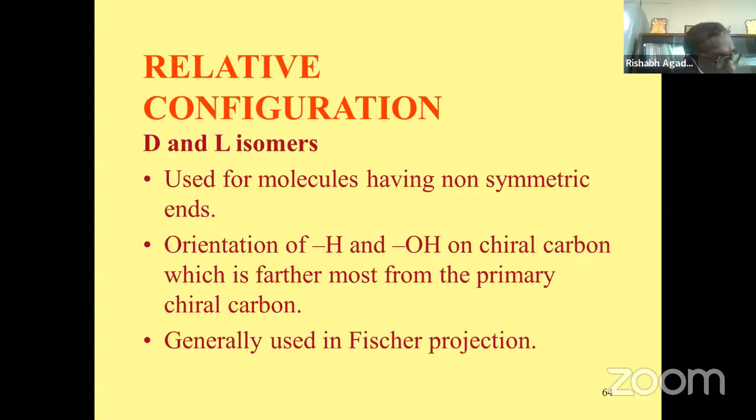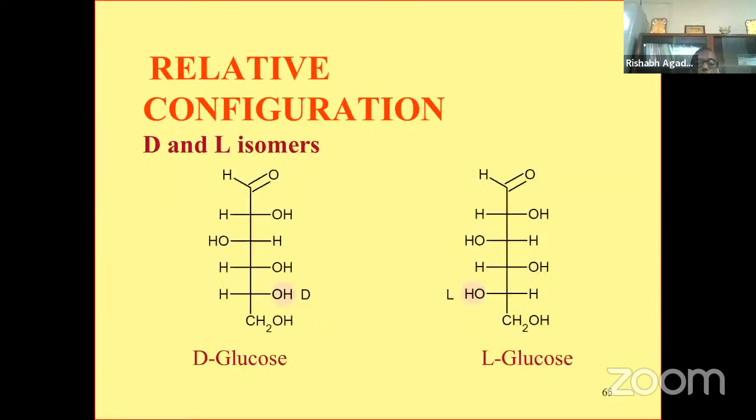Here the relative configuration is in terms of D and L. It is used for molecules having non-symmetric ends, based on the orientation of H and OH on the chiral carbon atom which is farthermost from the primary chiral carbon atom, and generally used in Fischer projection.